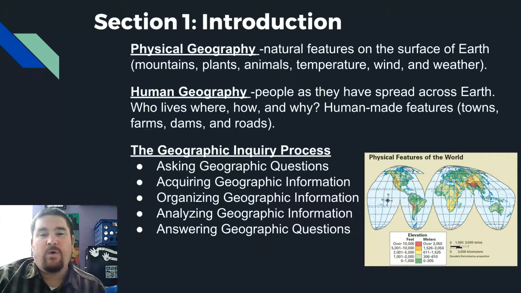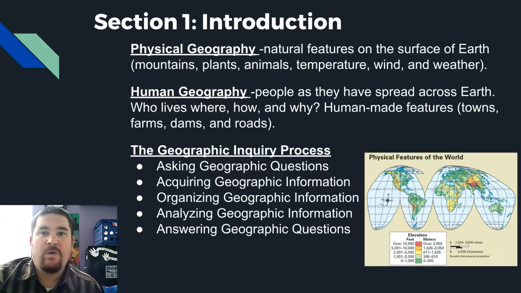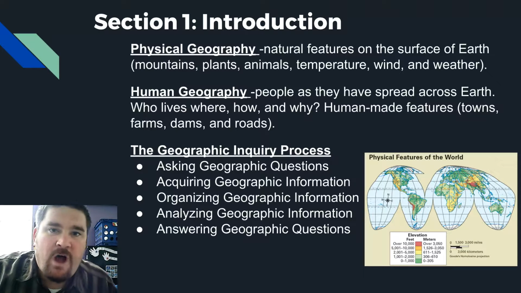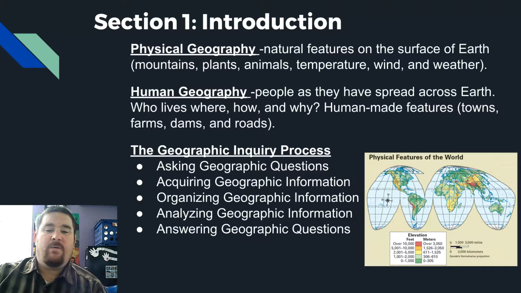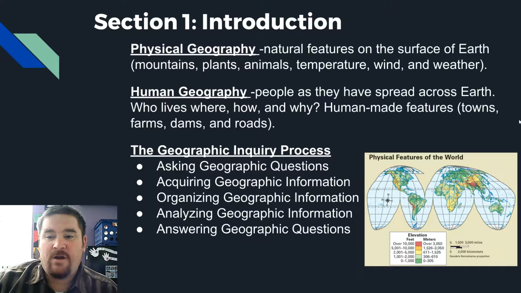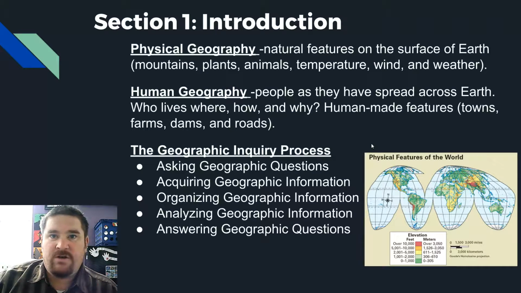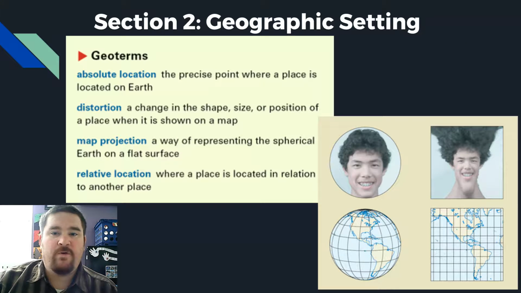All right, the geographic inquiry process, your book goes into this in a little bit more detail, so I'm not going to dwell on it too much. But basically, when we have a geographic-related question, we acquire geographic information by either going somewhere, looking at a map, or talking to people who have been there. We organize that geographic information, and in general, the way that a lot of geographic information is organized is on a map, which is what we're going to mostly talk about here in this lecture. Then we analyze that information to come up with an answer. And again, reading in your book will give you a little more information.